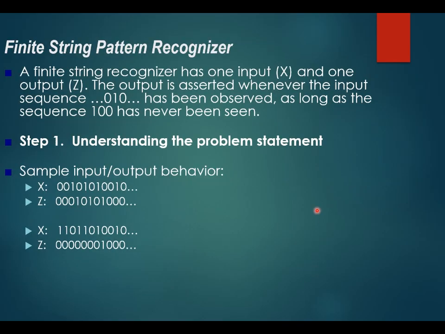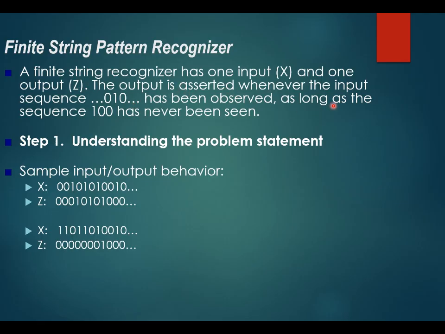Now let's look at the second example. This is a finite string pattern recognizer that recognizes the string 010. So that means whenever 0, 1, 0 is observed or detected, the output will be asserted, meaning the output will be 1.